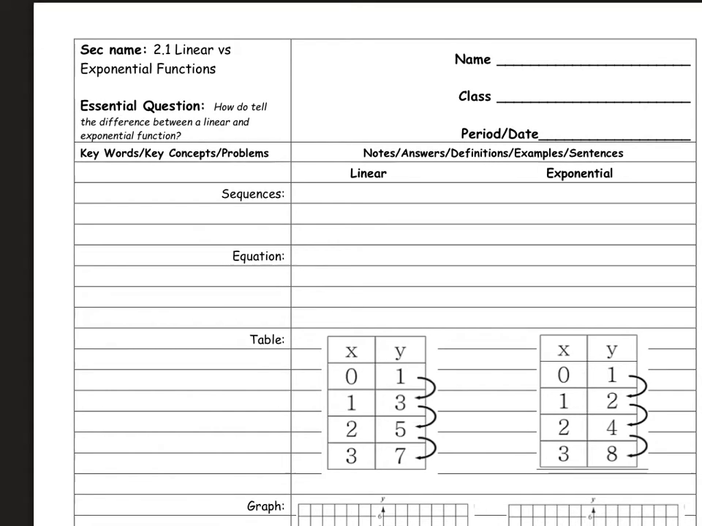So if I have a sequence, how do I tell if a sequence is linear or if a sequence is exponential? Well, remember we just got done talking about sequences. If it's an arithmetic sequence, then it's linear. And if it is a geometric sequence, then it's exponential. So that's how I tell the difference there.